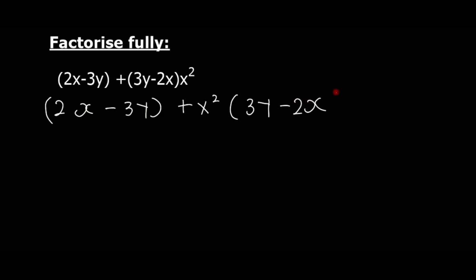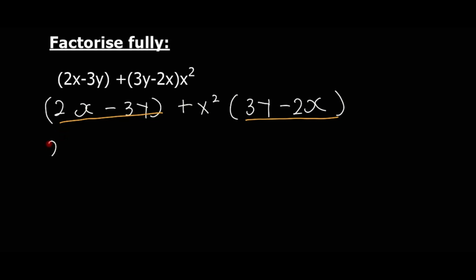And then let us look at this one. We have 2x minus 3y plus 3y minus 2x, and then x squared. Remember, this x squared must stay here. So we have 2x minus 3y plus x squared times 3y minus 2x. Now we want to factorise but our brackets are not the same. We have 2x minus 3y and here we have 3y minus 2x.